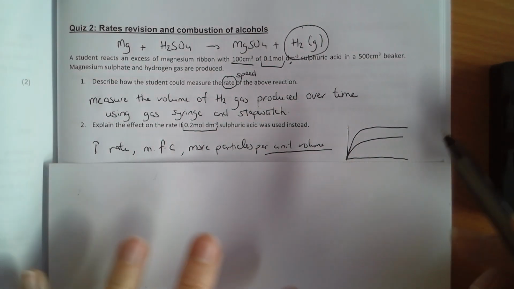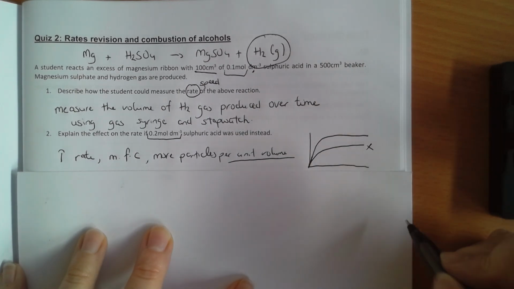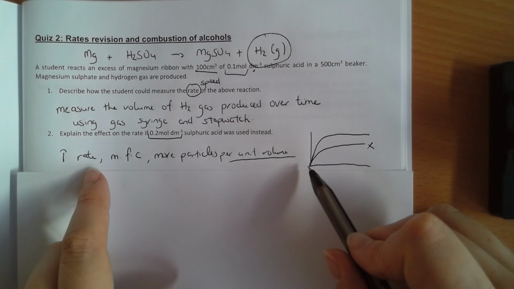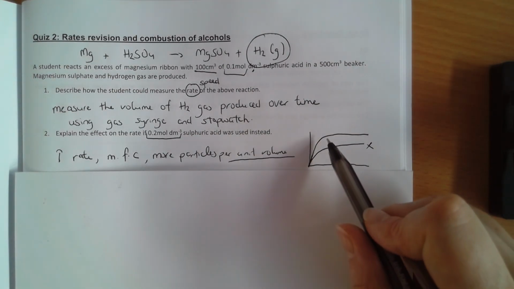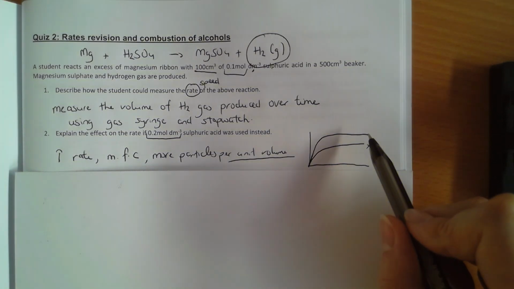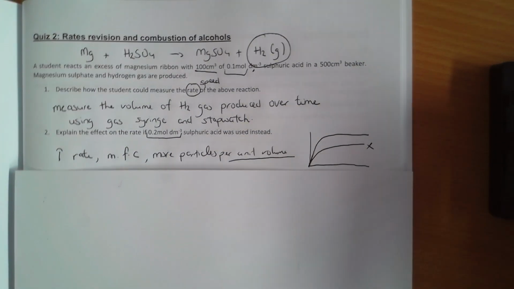If you were to draw this on a graph, okay, that's my original line. Because the rate has increased, I'm drawing it steeper, but because I've got more particles, because you're starting with more reactants, you will make more products, and that's why I can go higher on the y-axis.